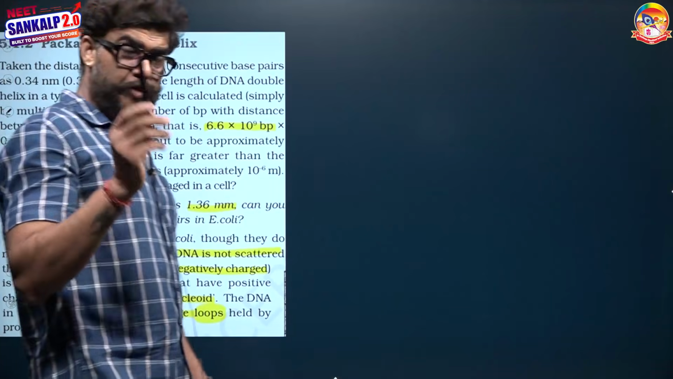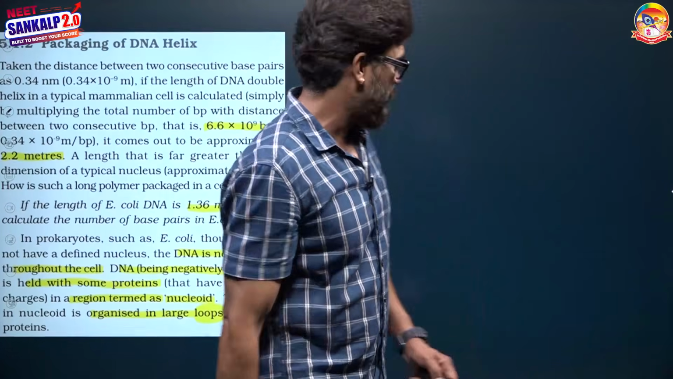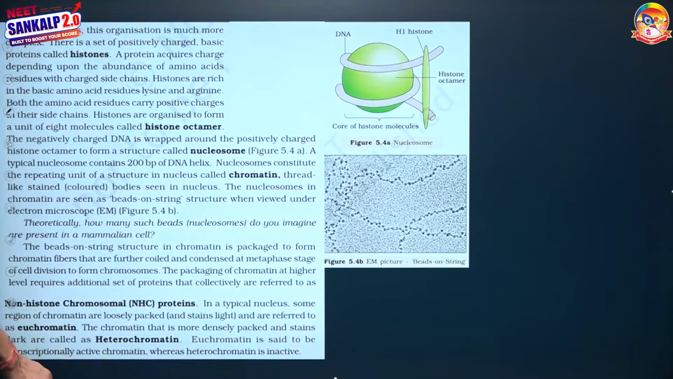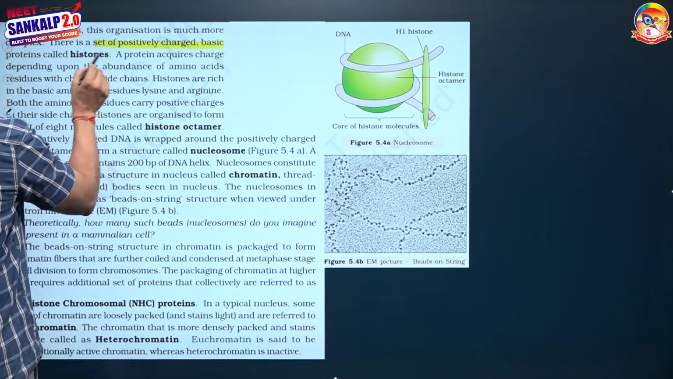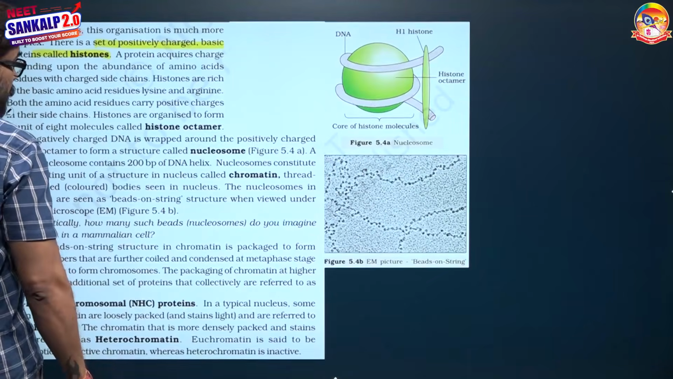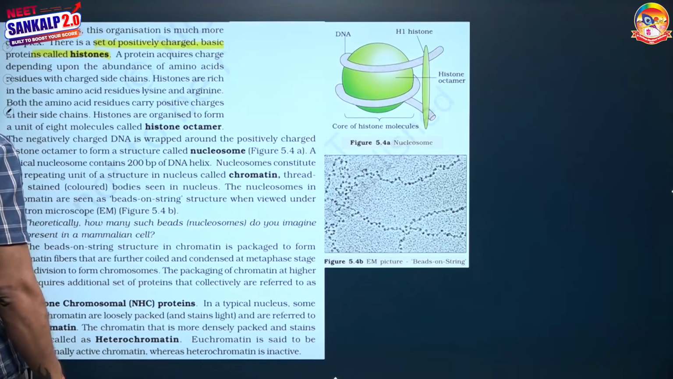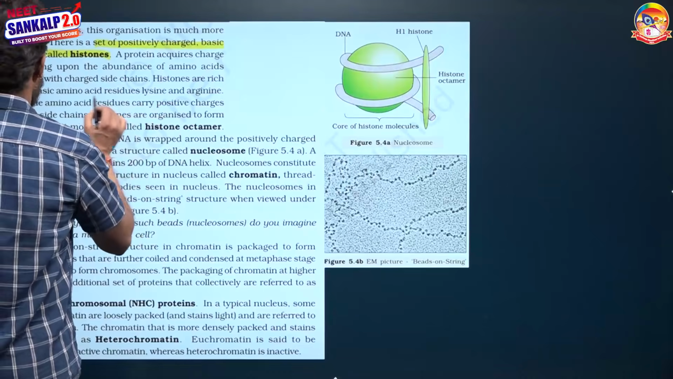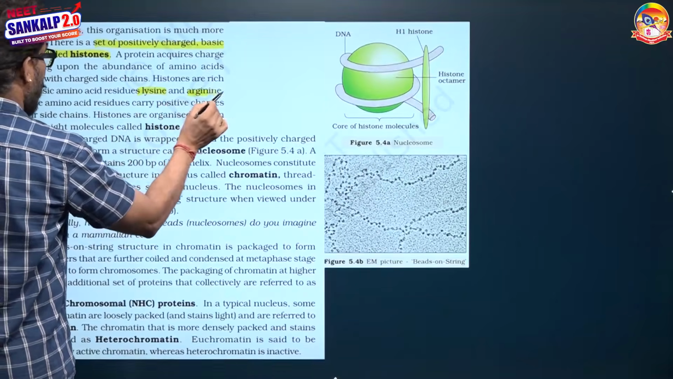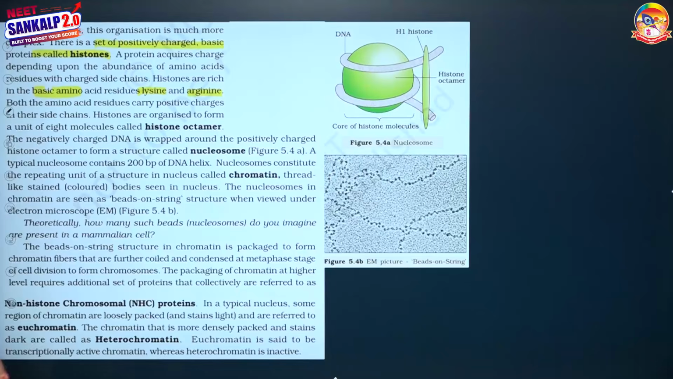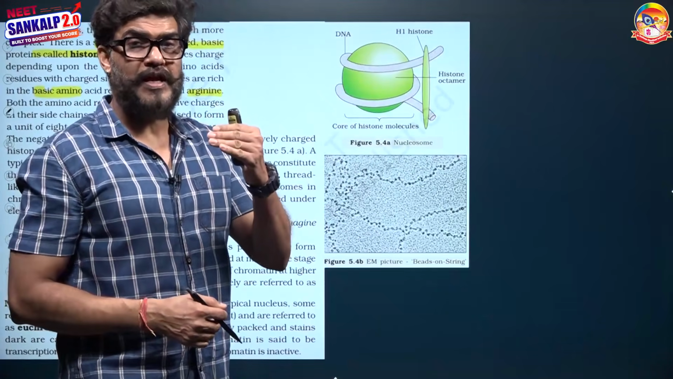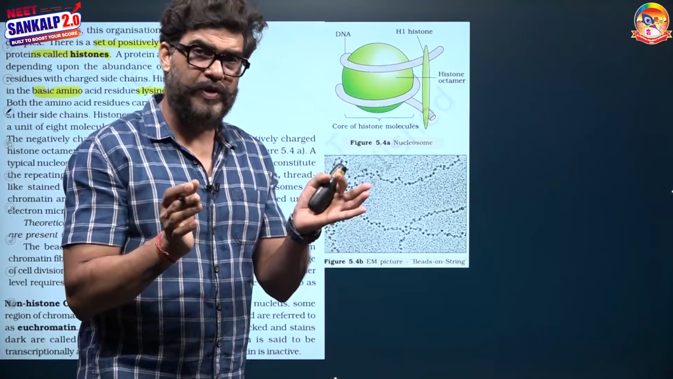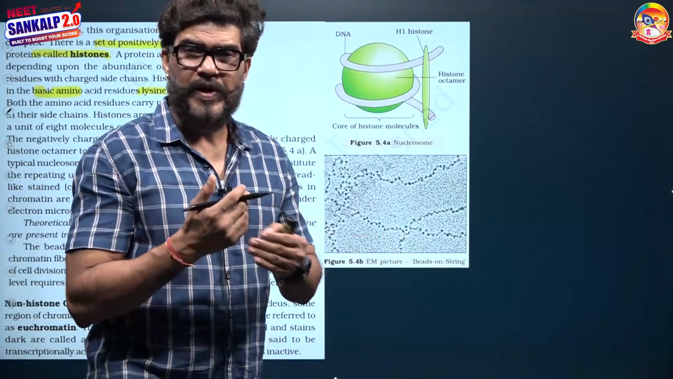But remember, these proteins in prokaryotes are not histones. In eukaryotes, this organization is much more complex. A set of positively charged basic proteins called histones is involved. A protein acquires a charge depending upon the abundance of amino acids, and histones are rich in lysine and arginine, basic amino acids, meaning alkaline amino acids. So its overall charge is positive. When negatively charged DNA wraps around the positively charged histones, the overall structure becomes neutral, and when it becomes neutral, its packaging becomes easier.